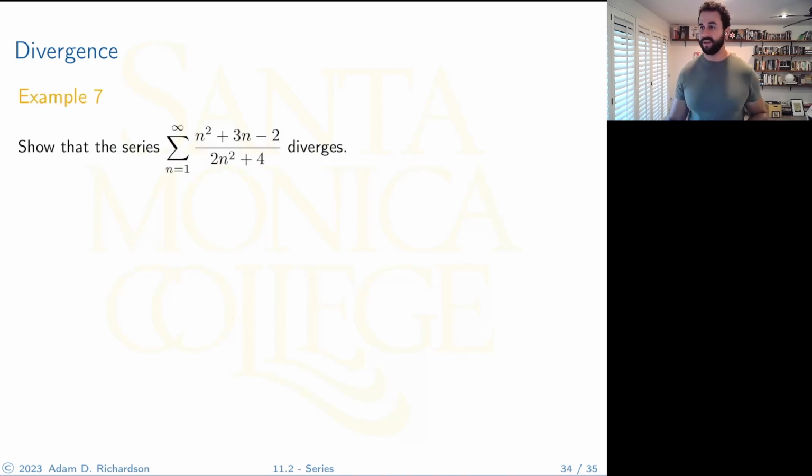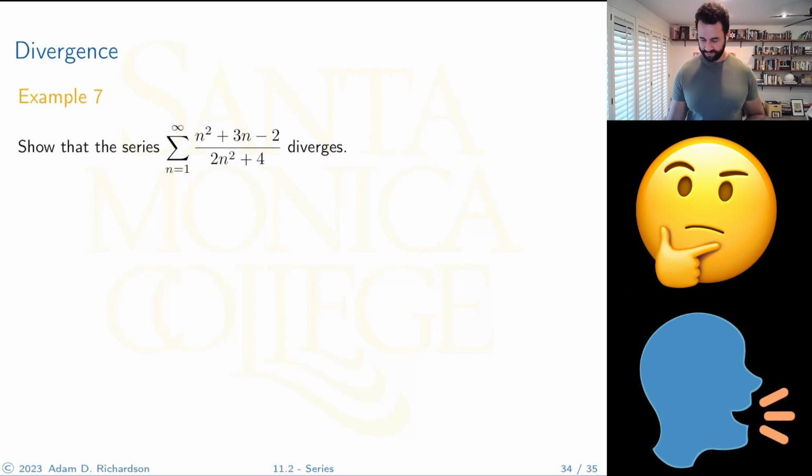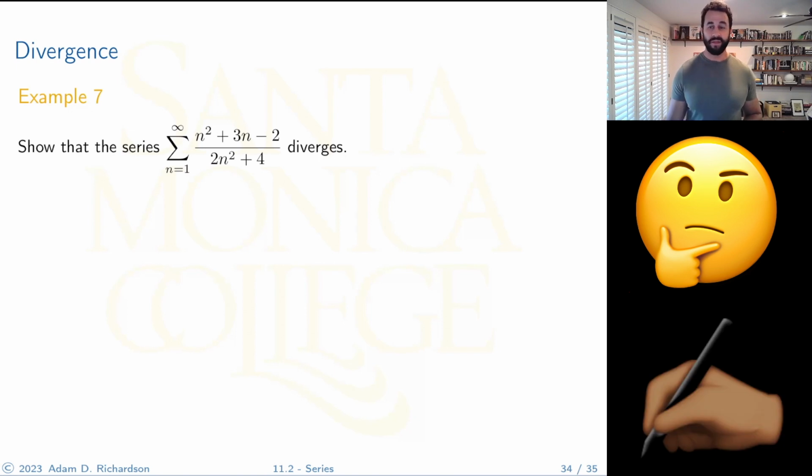Here we go. I want you to try it on your own, and then we'll do it together in a minute. Okay, so show that this series diverges. Think about what you would do first. Now say out loud what you're going to do. And now go for it. Remember, if you're computing a limit, you need to write your calculation as a chain of true equalities using the limit operator correctly. Go for it.